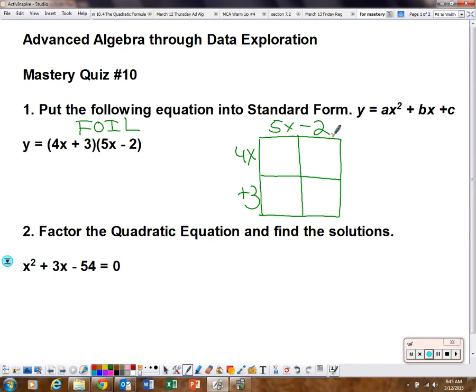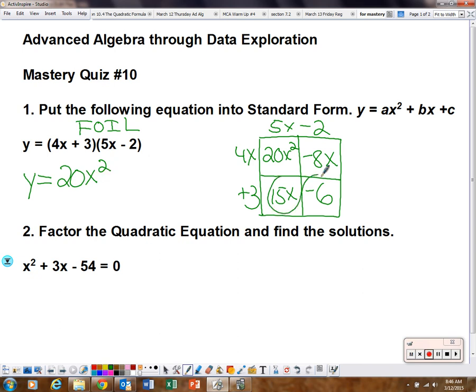Okay, fill in each box by multiplying. So 4x times 5x gives us 20x squared. 4x times the minus 2 gives us negative 8x. 3 times 5 gives us 15x. And 3 times the minus 2 gives us a negative 6. All right, now the 20x squared does not have a partner. There's nothing to add to it or subtract from it, so y equals 20x squared.